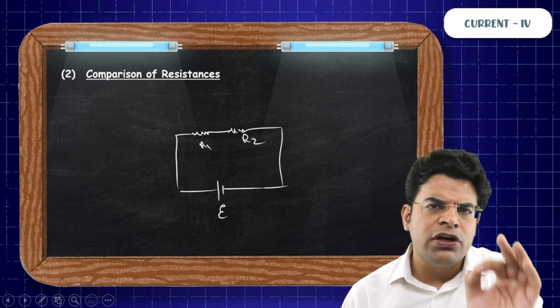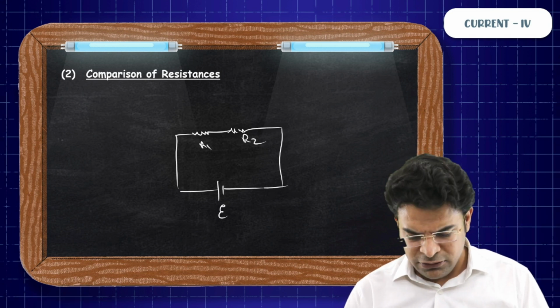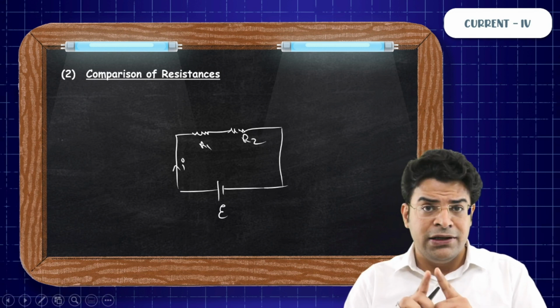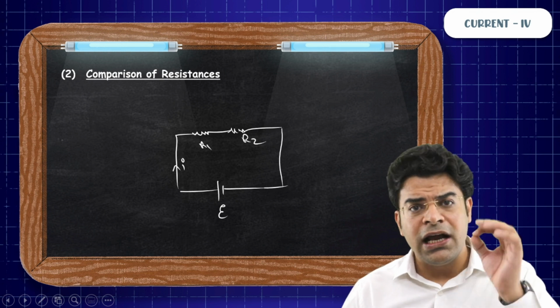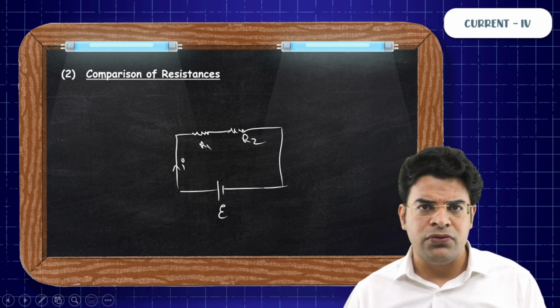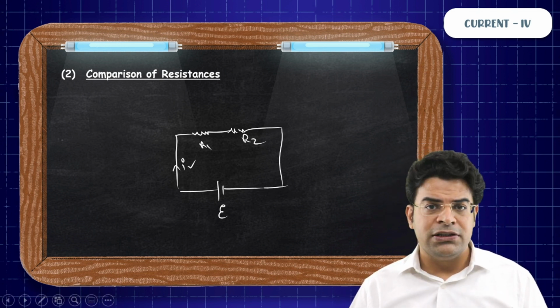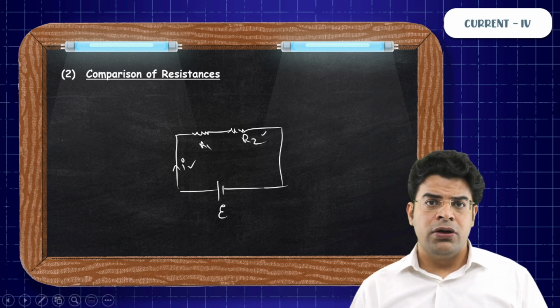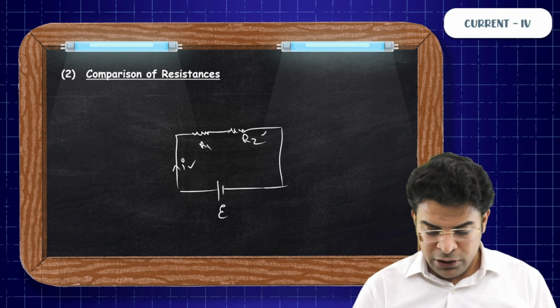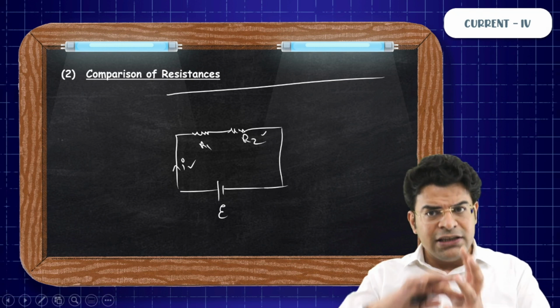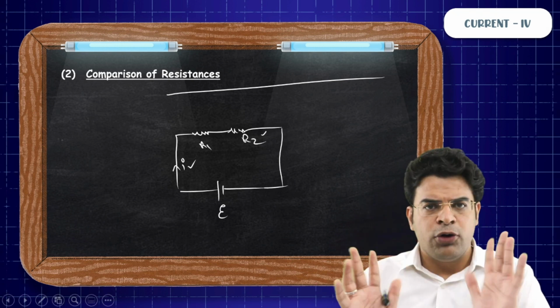If I ask you what is the potential drop across R1, you will say, sir, whatever is the current going in the circuit multiplied by R1. And if I ask you what is the potential drop across R2, you will say, sir, whatever is the current going in the circuit multiplied by R2. So what we do in the lab is that we take the potentiometer wire. There is a primary circuit above it, which I am not drawing.